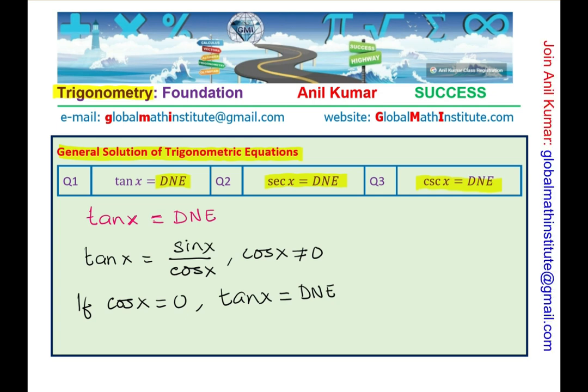So the bigger question is when is cos x equals to 0, right? So we can look into the cosine function. The wave, cosine wave, is kind of like this, right?